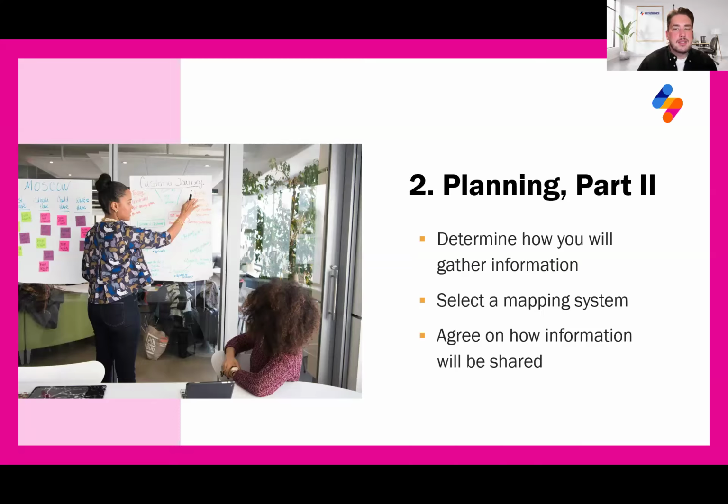Second, select a mapping system. That might be as simple as a spreadsheet connected to a basic map or as advanced as a dedicated platform. The important thing is that it's manageable and sustainable for your team. Third, agree on how information will be shared. Decide upfront what will be public, what stays internal, and who will be responsible for updates. Laying these foundations makes the information gathering stage much smoother and avoids headaches later on.